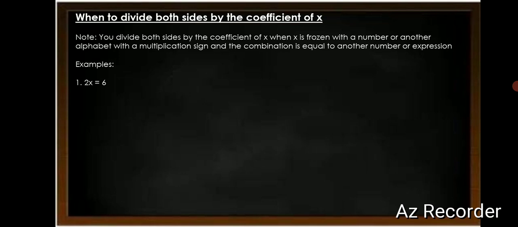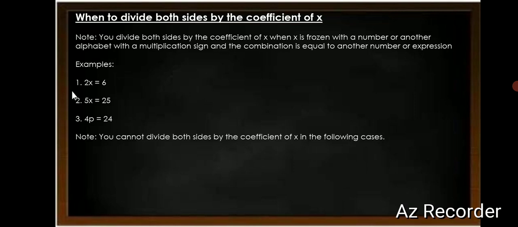Now, looking at these examples that we've considered before, 2x equals 6. So 2 is frozen with x and is equal to a number. Sometimes it could be an expression such as plus m or plus any other thing, but in this case it's just a number. So you can divide both sides by coefficient of x in this case. The same thing applies to the second example, which is 5x equals 25, and the same thing applies to 4p equals 24.